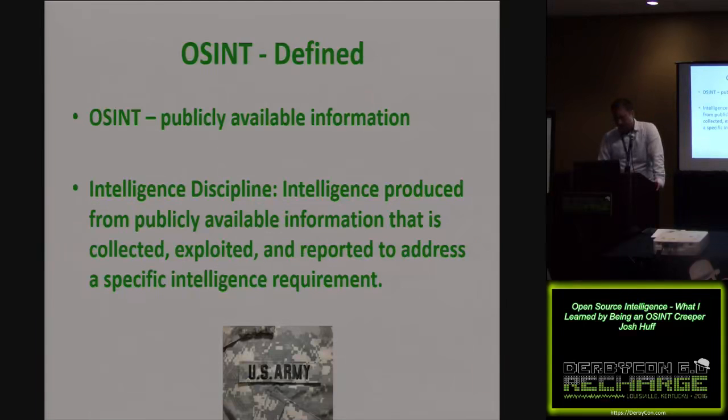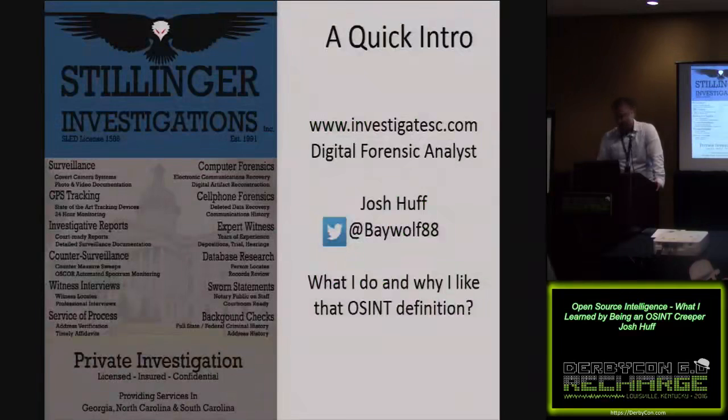That's a pretty tactical definition, and I like it because of what I do. I am a digital forensics analyst for Stillinger Investigations. We're a PI firm out of Columbia, South Carolina. I like that definition because most of the time in the lab, I've got a full computer image or cell phone image, and there is a ton of information there. If I don't have a specific target to follow and investigate and report, you're just creeping around in people's stuff. So, the tactical definition works for me.